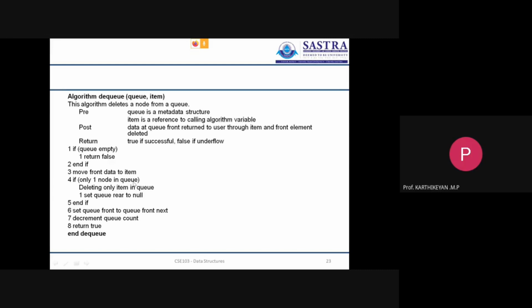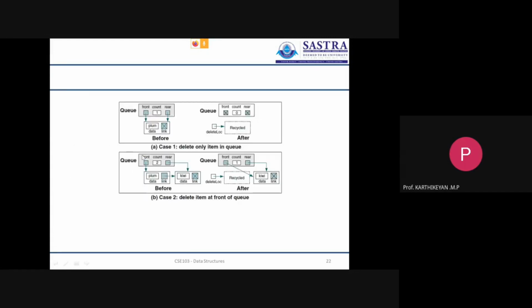Now if there is only one node in the queue, set queue rear to null. If you check this if condition, it is just the opposite of enqueue. There, if the queue is empty, we pointed the front to the new node. Here, we are making the rear point to null. After deleting the only node, rear should point to null. And then queue front to queue front next. Queue's front should point to plum's next, kiwi. So front must point to kiwi.